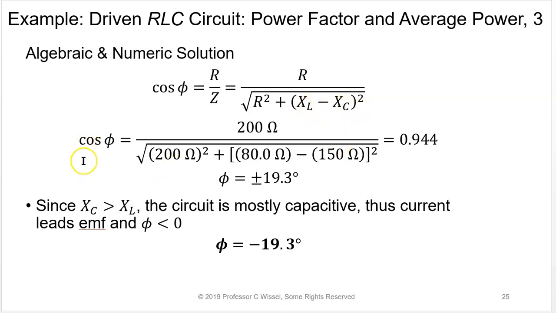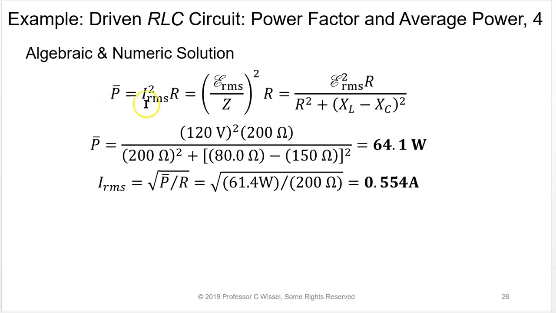Okay, we plug in our numbers. Cosine phi will equal this R of 200 ohms divided by the square root of this R squared, which is 200 ohms squared, plus the square of 80 ohms minus 150 ohms. That's XL minus XC. When you do the numbers, it ends up 0.944. It's close to resonance, but not quite. If we take the inverse cosine of that, we can say that phi is either plus or minus 19.3 degrees. Now, we just determined by looking at the resonance curve and by looking at the fact that XC is greater than XL, the circuit is mostly capacitive, so current leads EMF and phi is less than 0. So phi is negative 19.3 degrees.